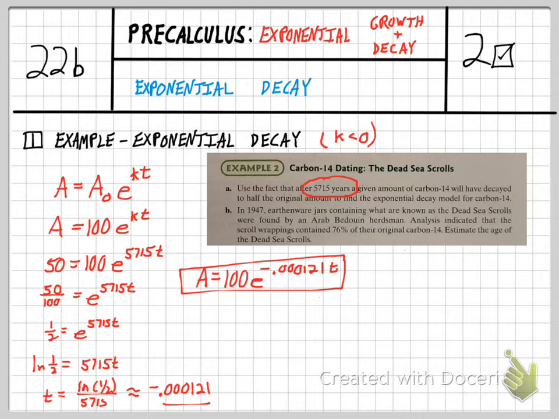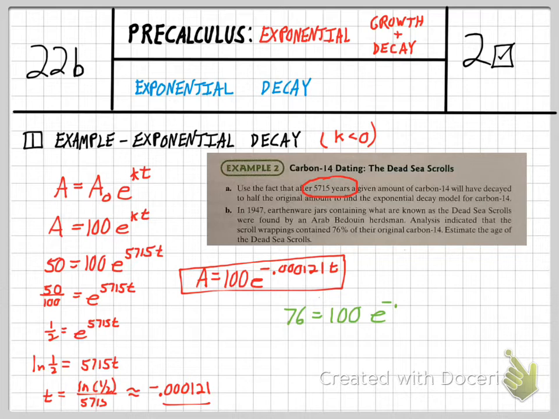These were discovered in 1947 as one of the oldest forms of writing, and it was determined that currently there was about 76% of the original carbon left after many, many, many years. So the question is, how old are the Dead Sea Scrolls? In this case, my 100% was my starting amount, and the 76 is what I ended up with after a certain amount of time, and that time is what you have to figure out.